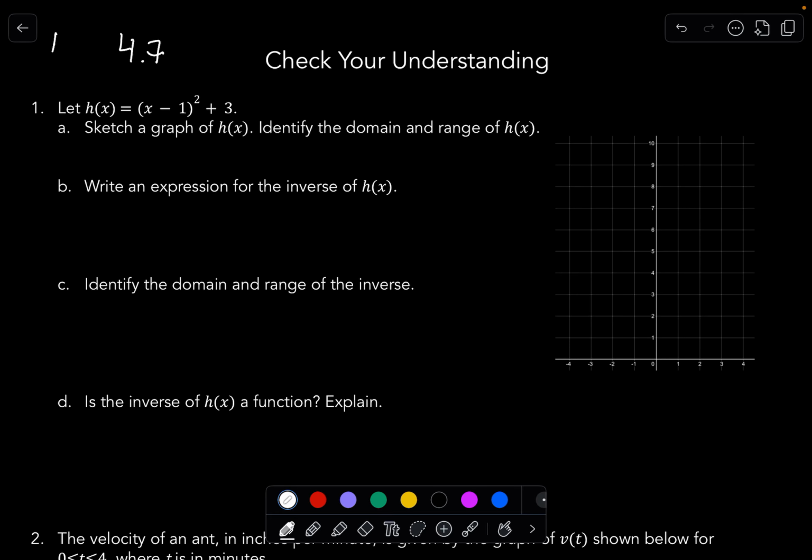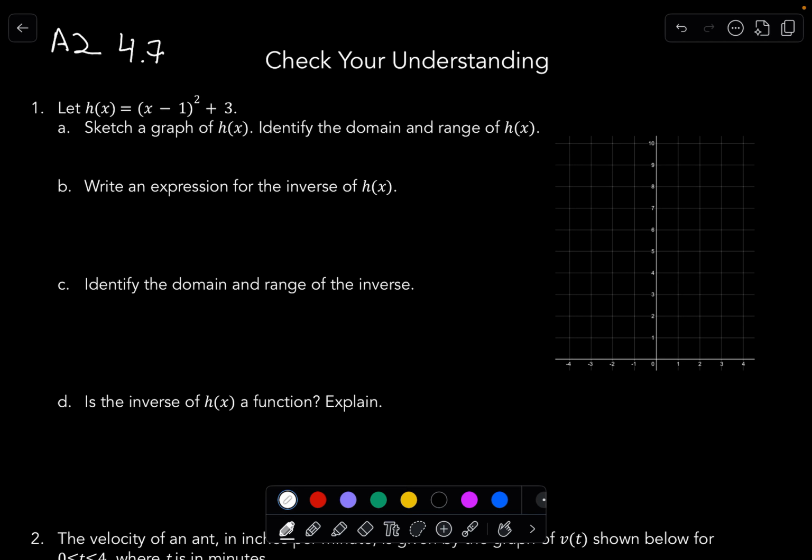All right, class. This is Mr. Eggleston, and this is a continuation of lesson 4.7, graphs of inverses for algebra 2. I should put A2 here to make sure you understand you're looking at algebra 2. And here's a check of your understanding.